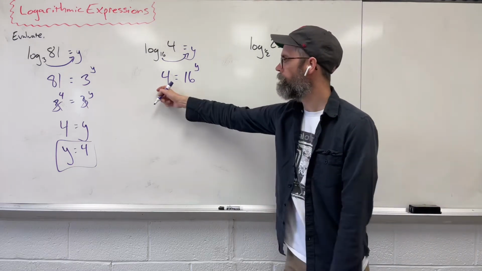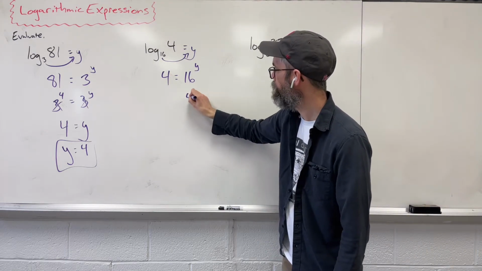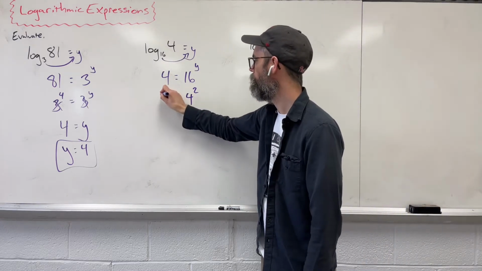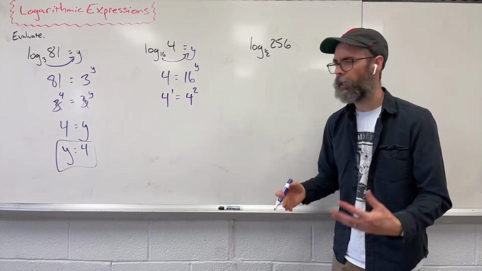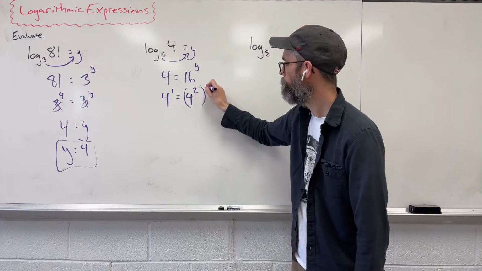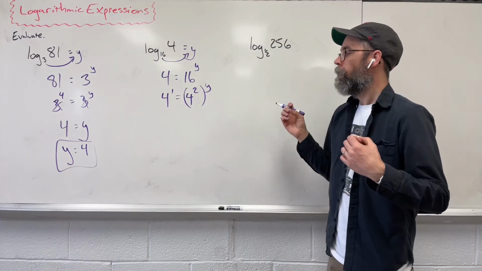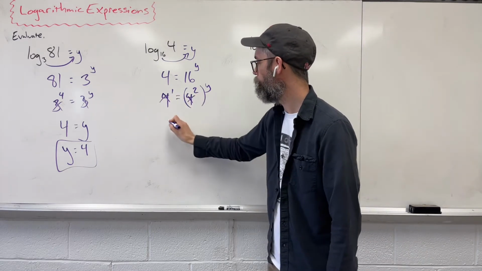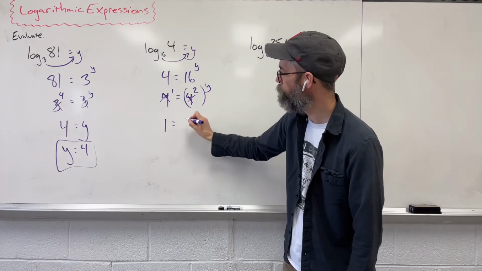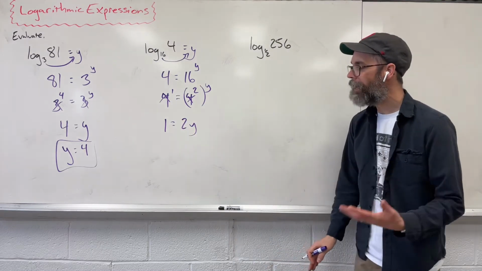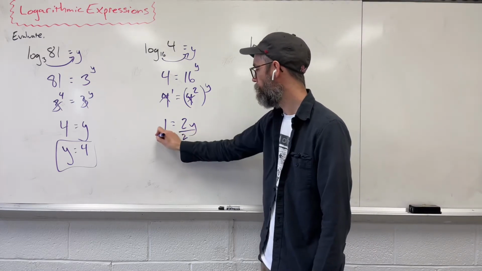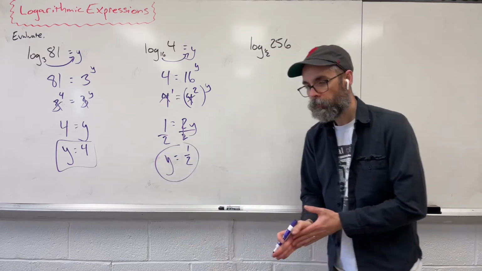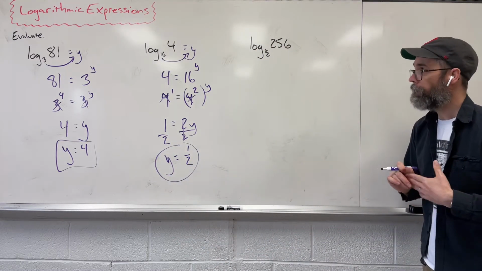Let's focus on that. Because I have a 4 here, why not change this to 4 squared? 16 is 4 squared. Okay, so on the other side, isn't it just 4 to the first power? Doesn't change. But what about my y? All right, raise that to that. Because our bases are the same, we can ignore those 4s, get rid of them, and we're left with 1 equals, and this is going to say 2 times y. I now need to get y alone. So divide by 2, divide by 2. y equals 1/2.